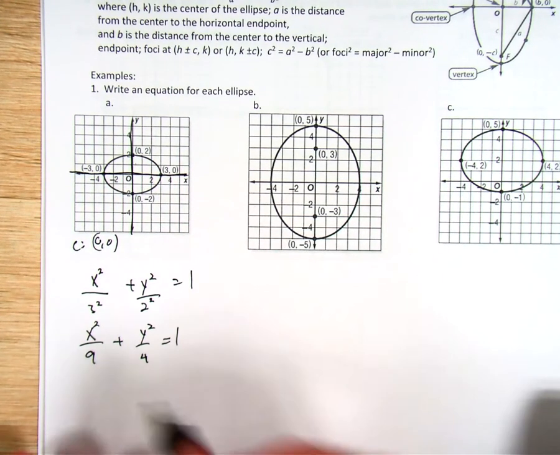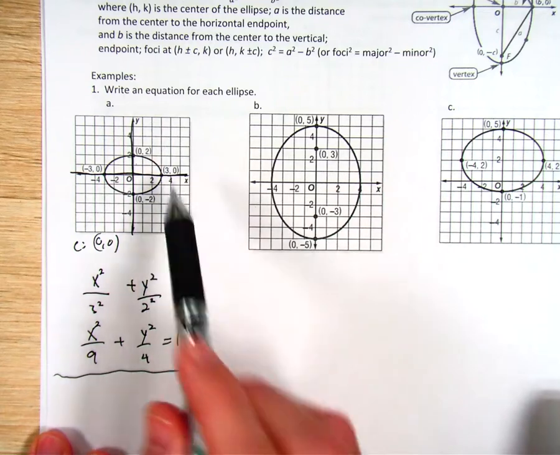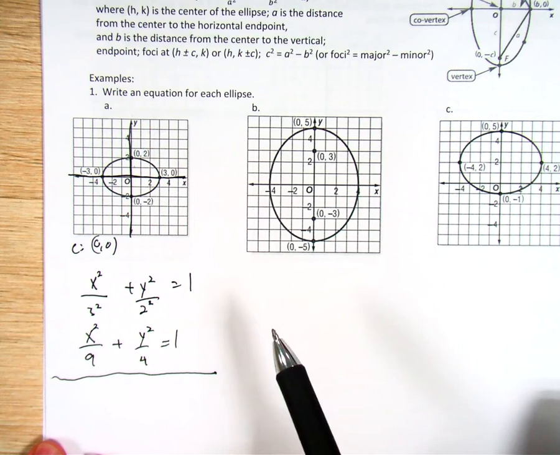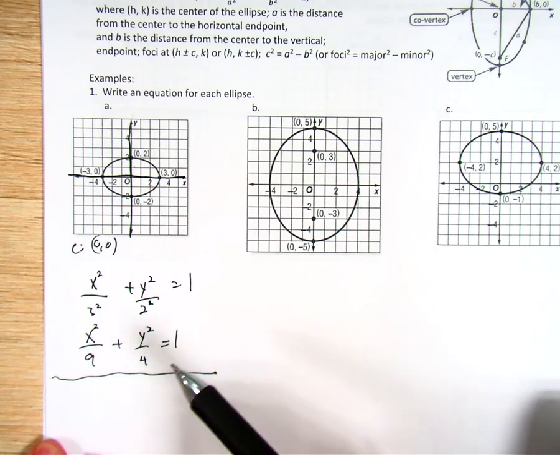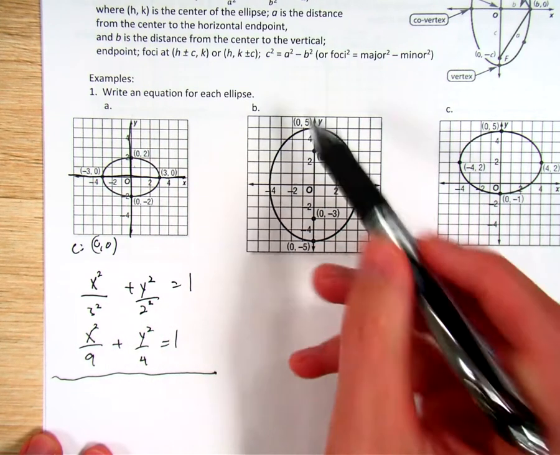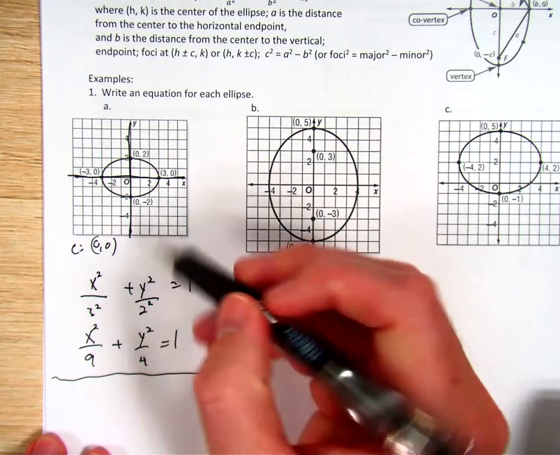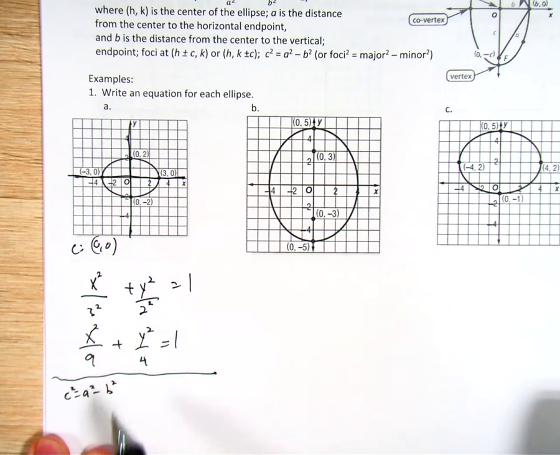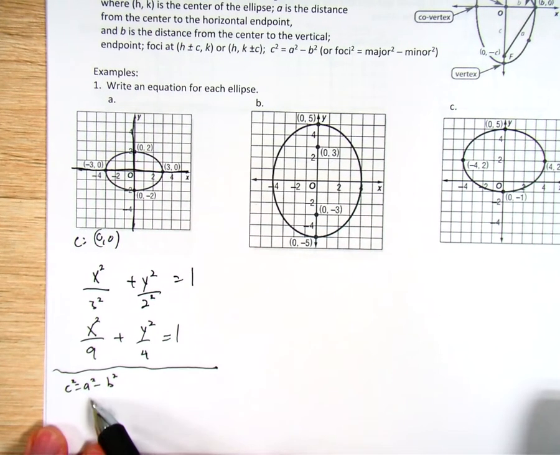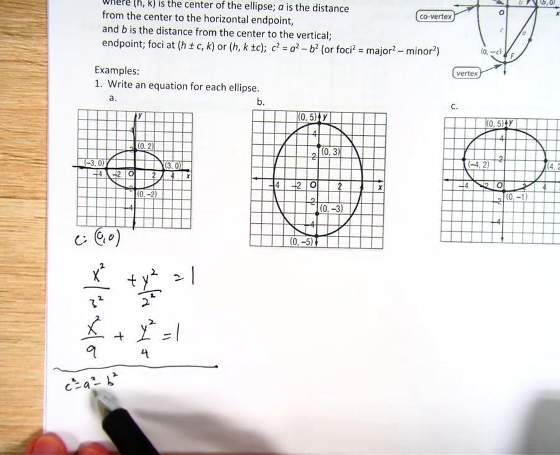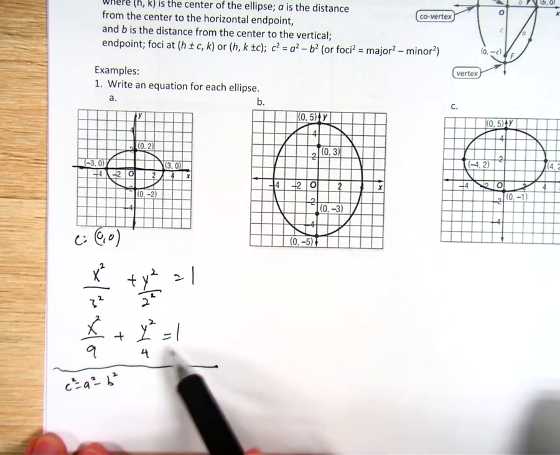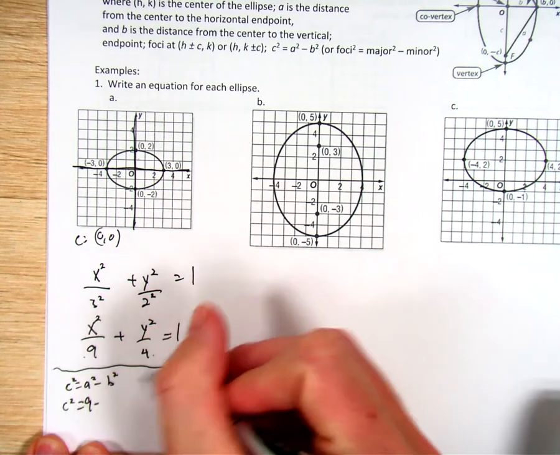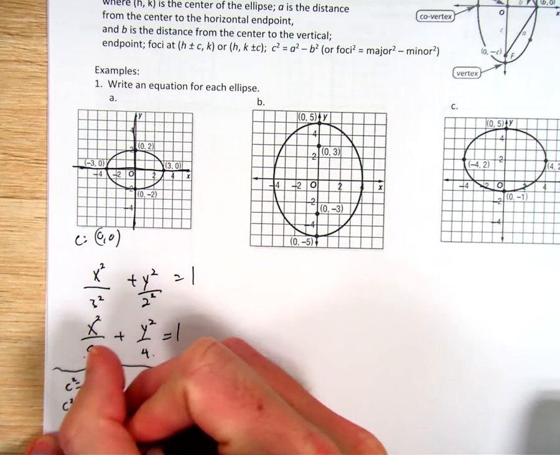A little extra work for us here. This isn't part of what the question wanted, but we might as well get started on it because we're going to have to do this eventually, finding where the foci are. Where do those focus points go? Number 1, we need our c value. C squared equals a squared minus b squared. Or another way to think of it is c squared equals big 1 minus little 1. These are pretty easy to get. They come from right up here, 9 and 4. Your big 1 minus your little 1. So c should equal the square root of 5.